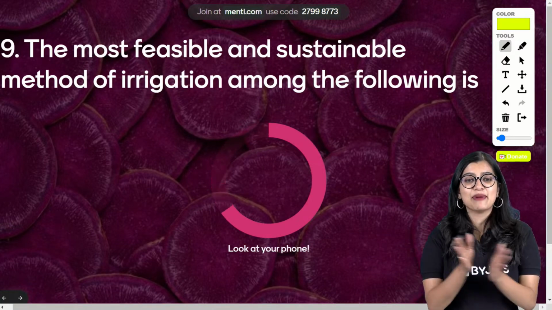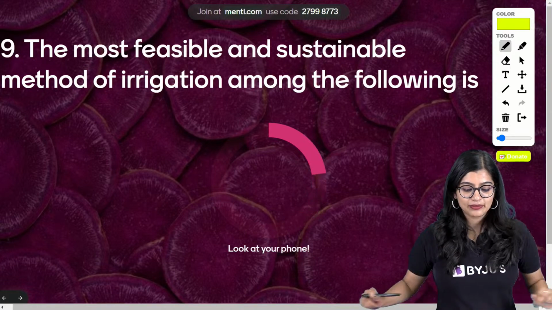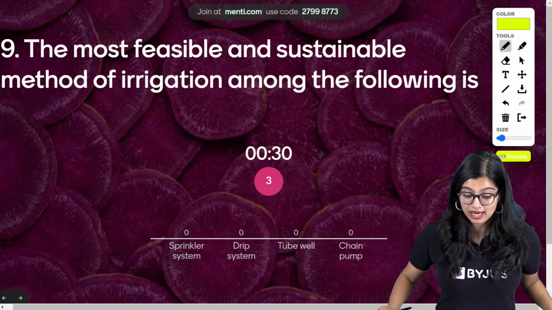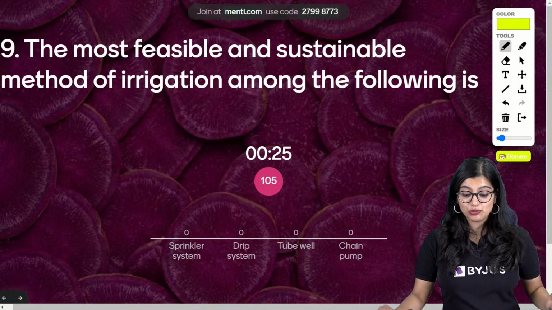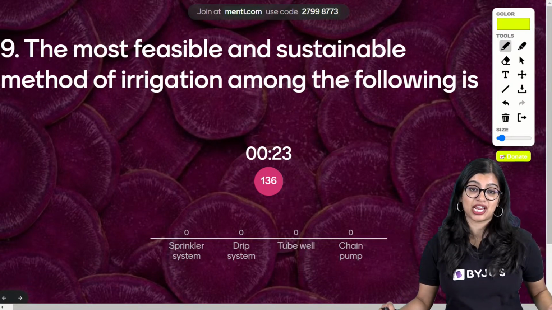Question number 9 on your screen. The most feasible and sustainable method of irrigation among the following is what? Sprinkler system, drip system, tube well, chain pump.